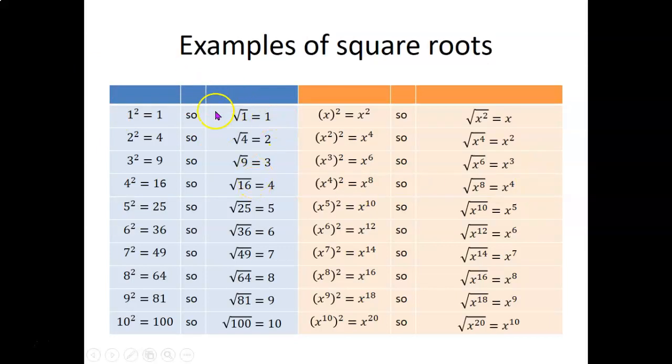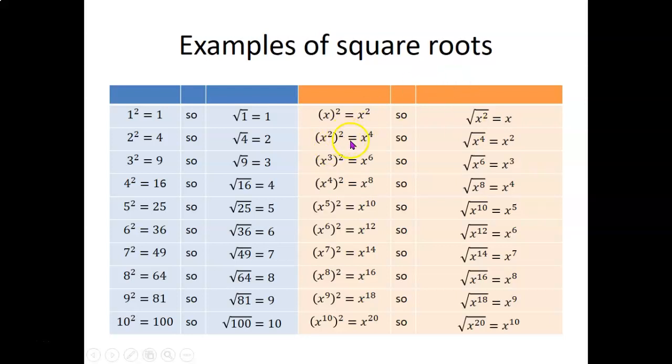Okay, if you look at this little chart here, you can see some examples of squares, and then if you look at it from the other direction, square roots. So like 5 squared is 25, so the square root of 25 is 5. 7 squared is 49, so the square root of 49 is 7. And look at what happens with variables. X squared is x squared, so the square root of x squared, the thing that you have to square to get x squared, would be x.